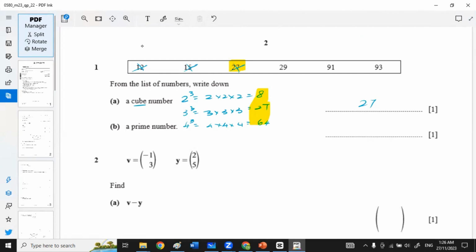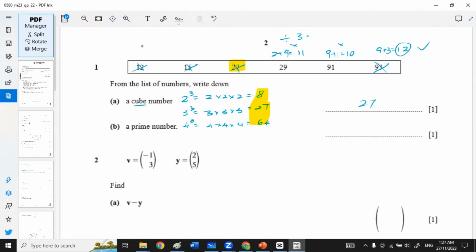If checking divisibility by 3, you just find the sum of the digits. 2 plus 9 is equal to 11. This is not divisible by 3. 9 plus 1 is equal to 10, also not divisible by 3. And 9 plus 3 is equal to 12. Yes, 12 is divisible by 3. So 93 is out of our list.